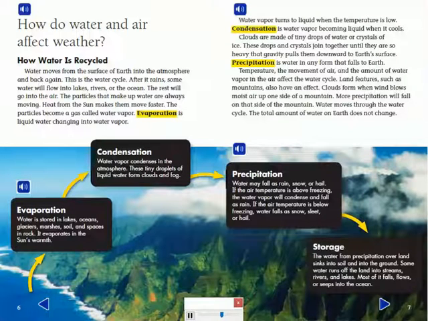Storage. The water from precipitation over land sinks into soil and into the ground. Some water runs off the land into streams, rivers, and lakes. Most of it falls, flows, or seeps into the ocean.